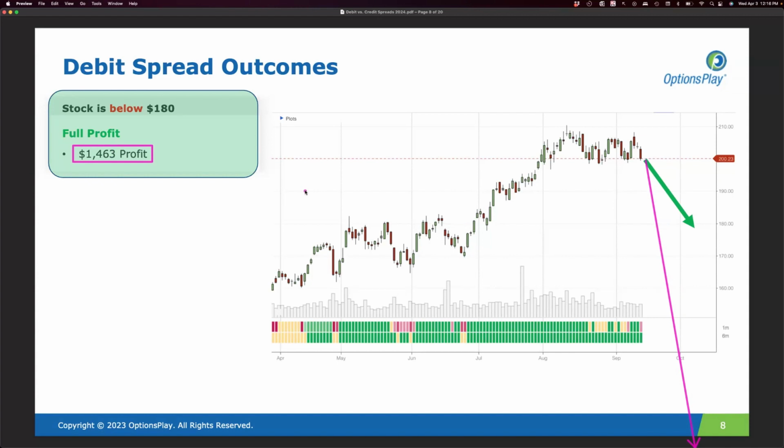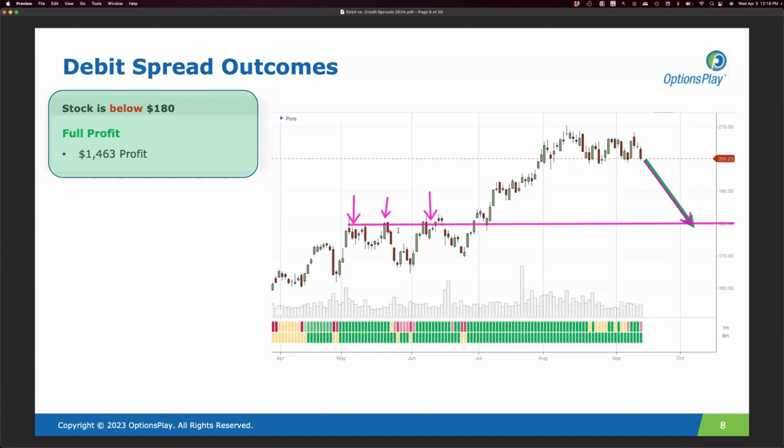So it's important to understand what you're giving up. And that's why choosing the right strike price makes sense, right? If you look at your chart here, you see that 180 was kind of the level that it was bumping up against before it broke out. That's a reasonable target to the downside.